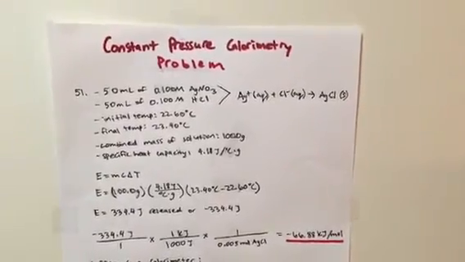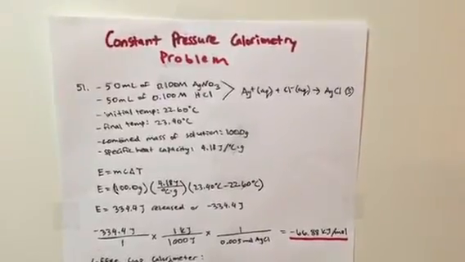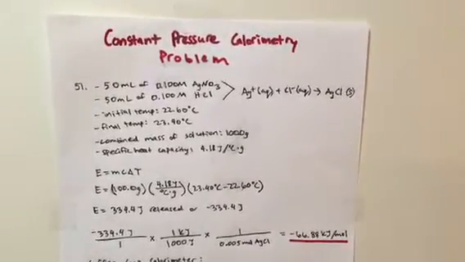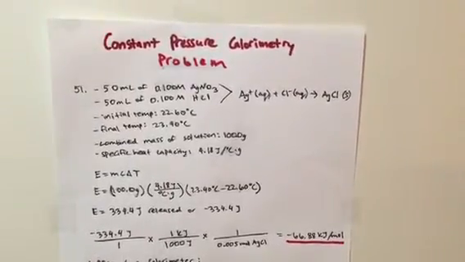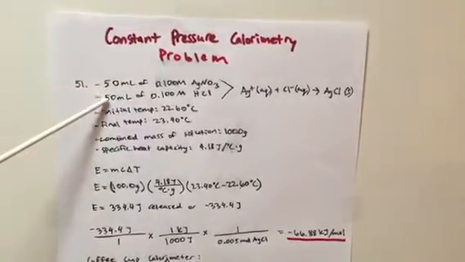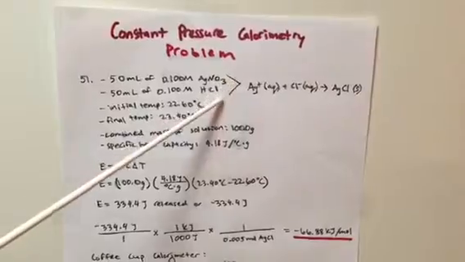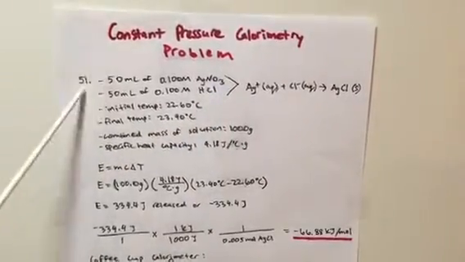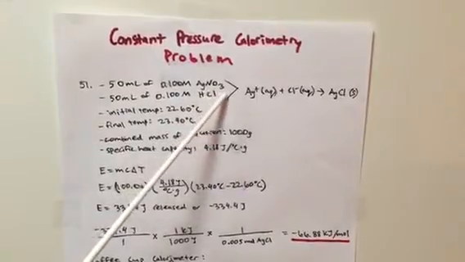Here's my explanation and example problem for constant pressure calorimetry. I chose problem 51 from chapter 6 in the Chem textbook, and I synthesized the important information here. We have 50 milliliters of a 0.1 molarity AgNO3 as part of our solution. We are also given that 50 milliliters of 0.1 molarity HCl is also used.